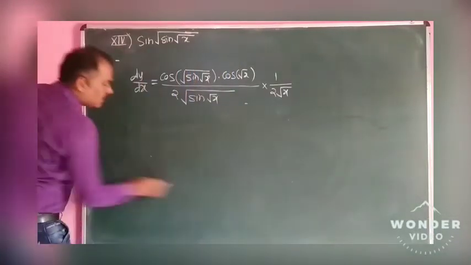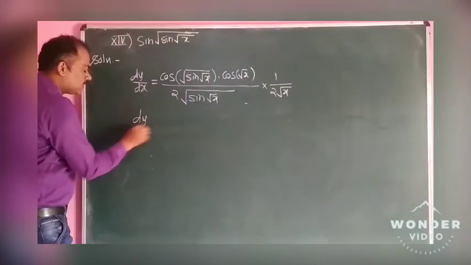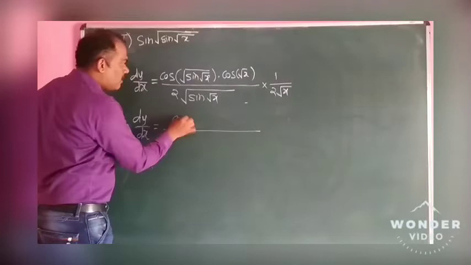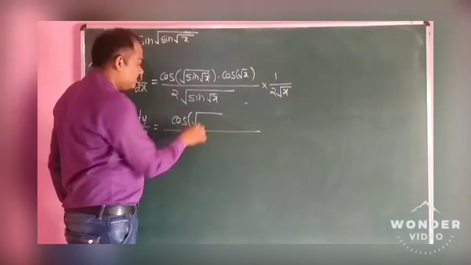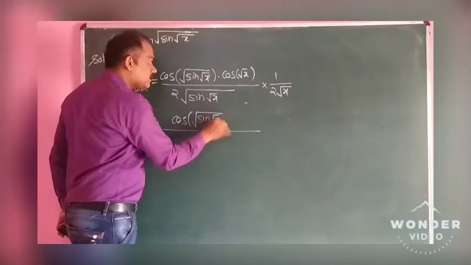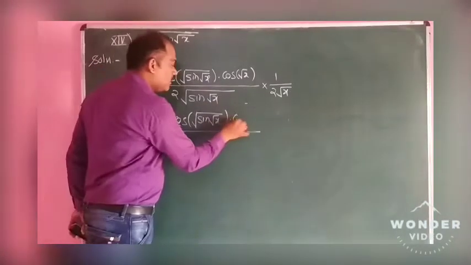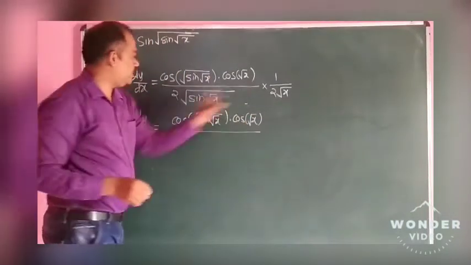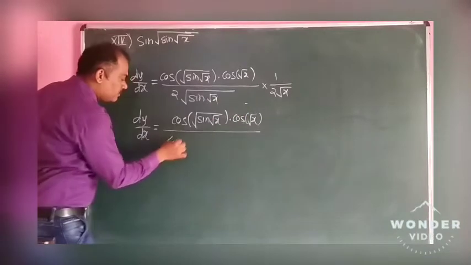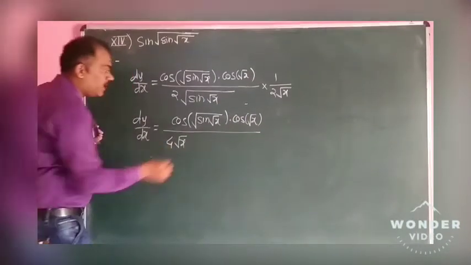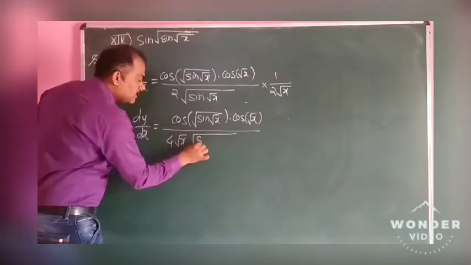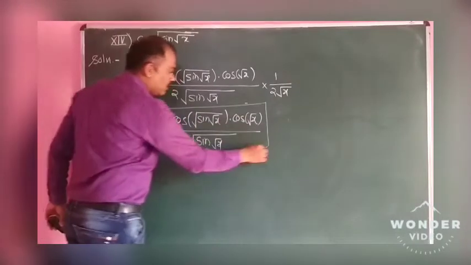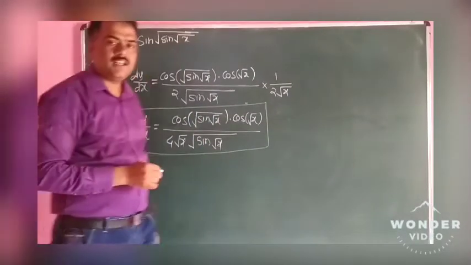So dy by dx is equal to cos of root of sine of root x into cos of root x divided by 2 into 2, which is 4. We can write this as 4 into root x into root of sine of root x, which is the required answer. We discuss the next example.